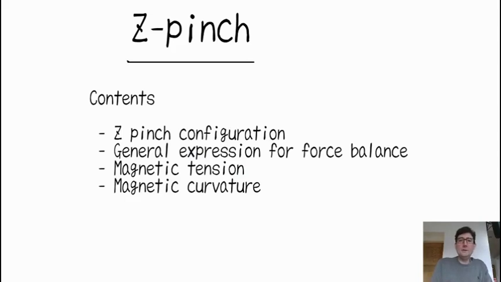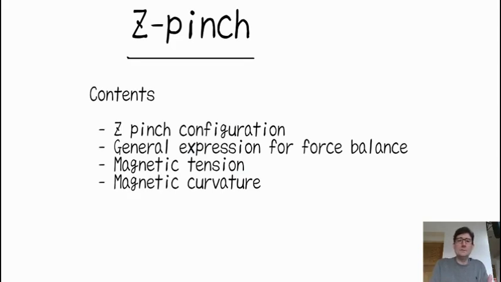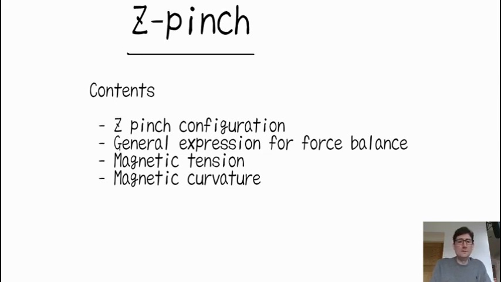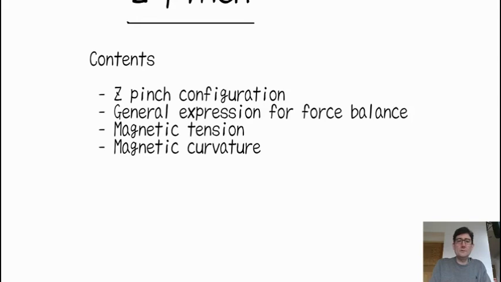Welcome. In this video I'll introduce the z-pinch, which is a device used for compressing plasmas or material to very high temperatures and very high pressures. It's a slightly different cylindrical configuration than the theta pinch looked at in a previous video. So we're going to use this to introduce several ideas to do with force balance in ideal MHD, and things like magnetic tension and magnetic curvature will be useful to try and explain how the system works.